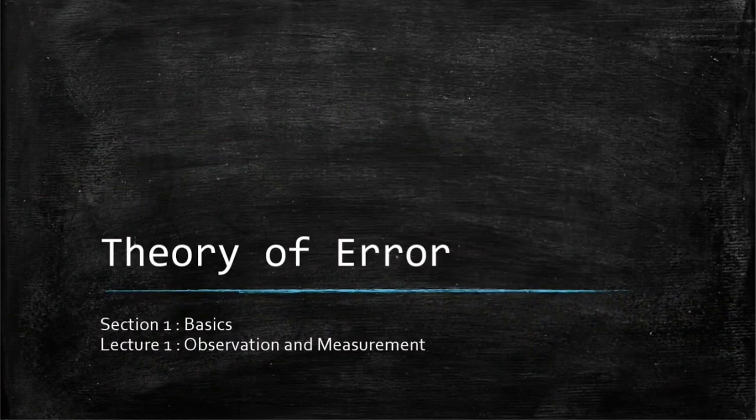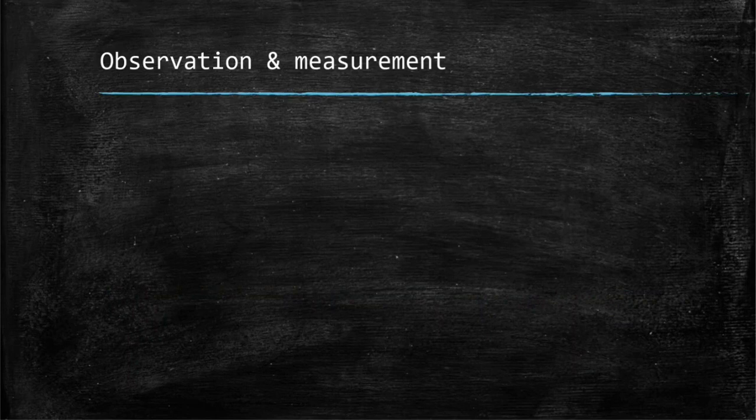Welcome to section 1, basics of theory of error, and it is lecture 1, observation and measurement. In this lecture we will talk about what observation actually is and what measurement is. Before talking about observation and measurement, I would like to explain how we define surveying.